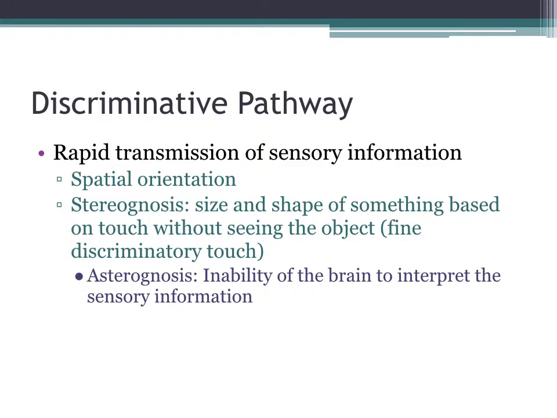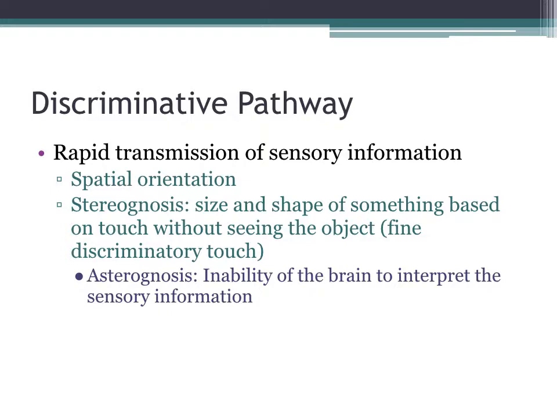The discriminative pathway is for rapid transmission of sensory information. Remember, looking at that picture, that you could tell that there wasn't as much involved. It was very straightforward, kind of a shortened area to get to where it needed to be. It takes into consideration our spatial orientation. Remember our space, where we are in space. It also is important for how we sense size and shape of something based on touch without seeing it. We also refer to this as fine discriminatory touch.